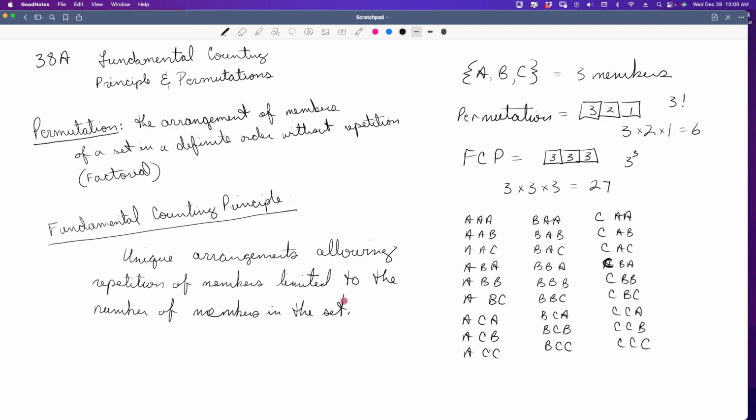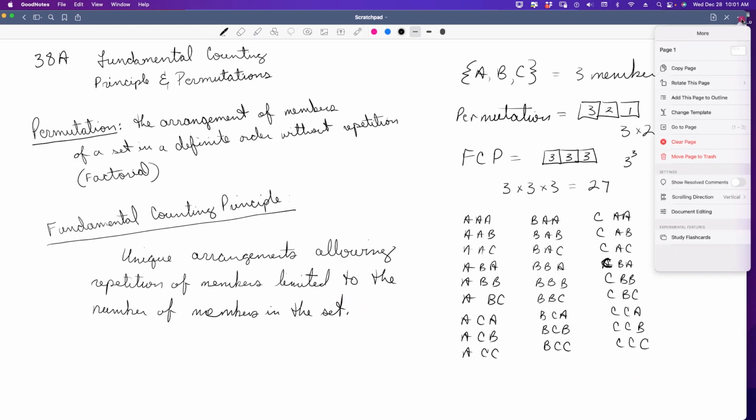So for instance, let's do example 38.1. Let me clear the page. Make sure you have all this written down.